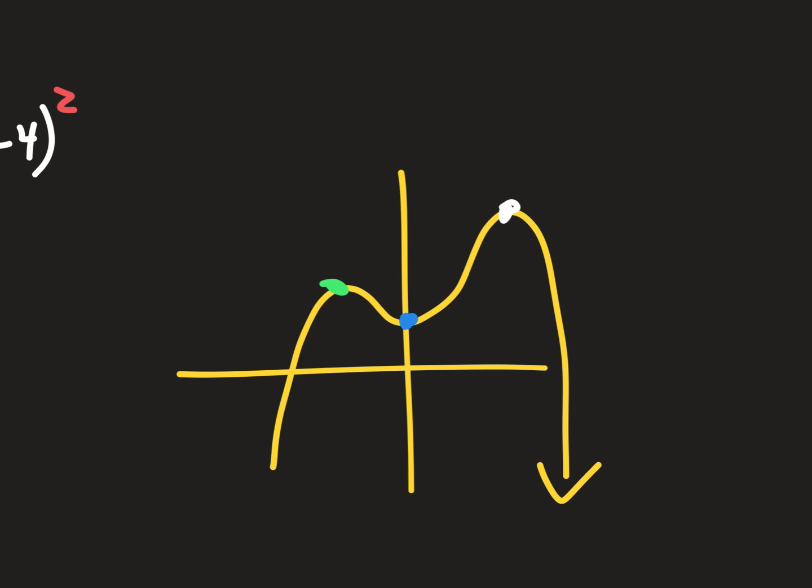Why isn't it just called the minimum? Because there's spots that are lower than it, like over here. In fact, it goes down forever. So there is no minimum. There's no lowest spot. It just keeps going down forever. But there is a relative minimum right there.